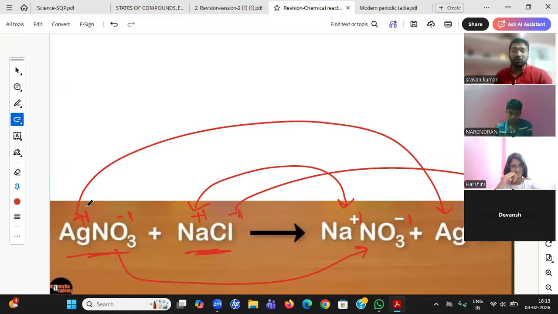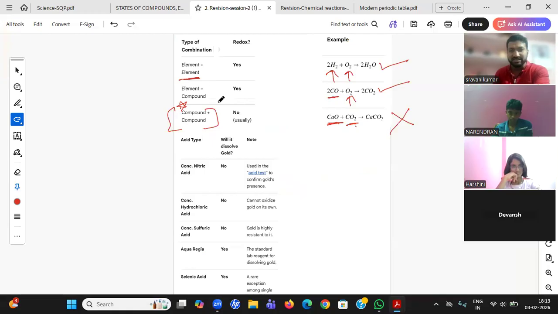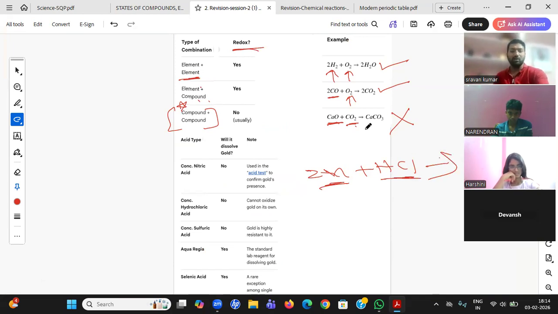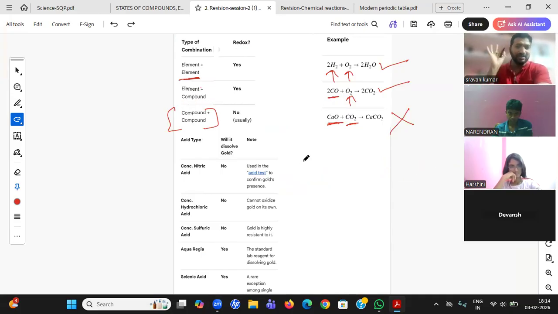Redox reaction means there should be some change in oxidation state. If it is +1, it should be either 0 or something else. So this is one doubt some students raise: sir, is every displacement reaction a redox reaction? Yes, obviously. Displacement reaction means element plus compound, like Zn plus HCl. Element plus compound. So definitely it's a redox reaction as well as a displacement reaction. Again, chemistry is full of exceptions. 1% exception, there will be some other compound.